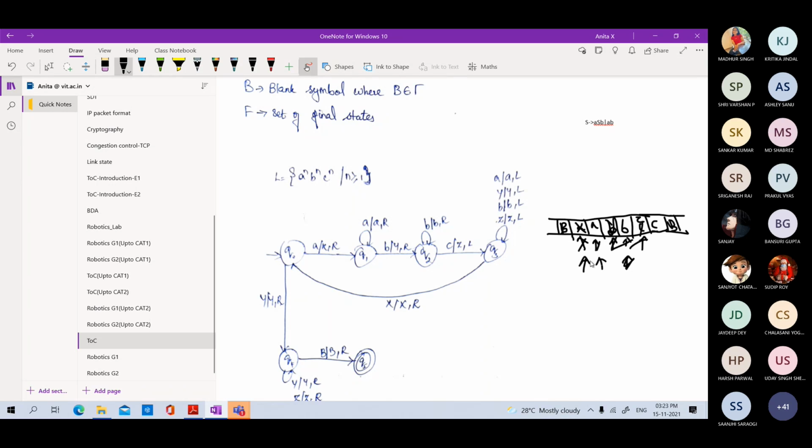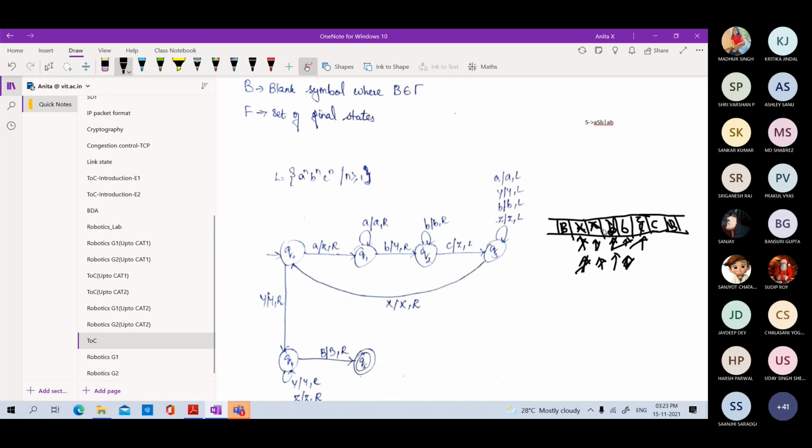Now I am in this position. So what should I do? This is my next A, right? So what should I do? I have to change it as X, and then I have to move my tape head towards this position. So please make a note that needs to be included here. I have missed it here.